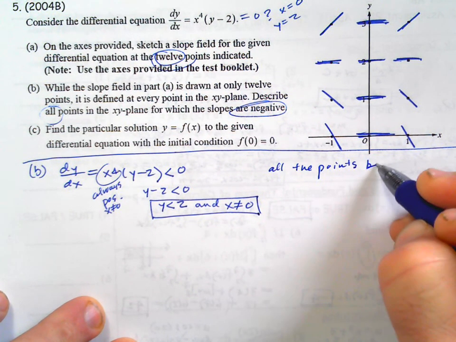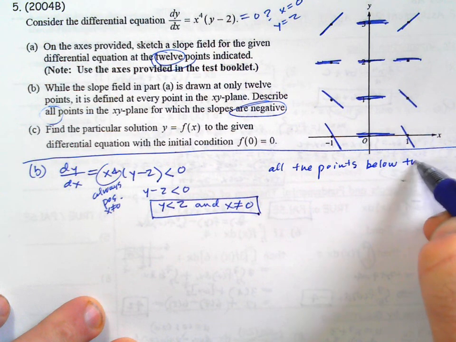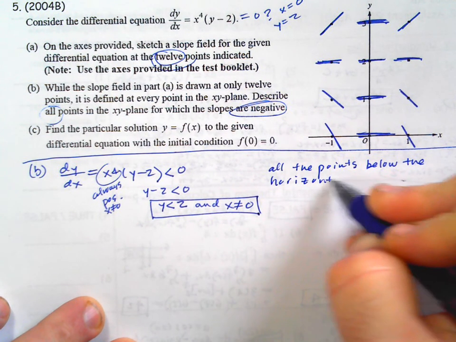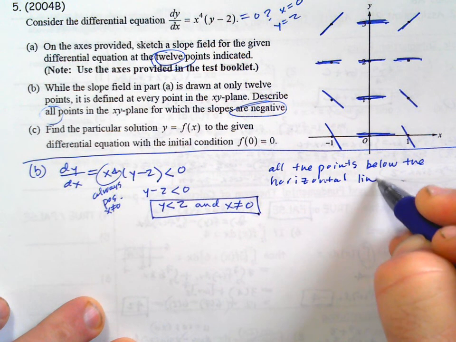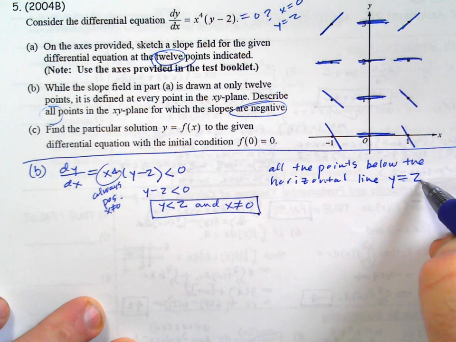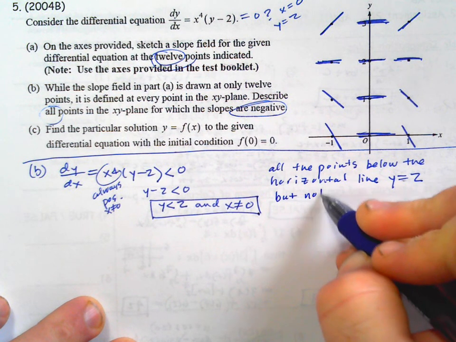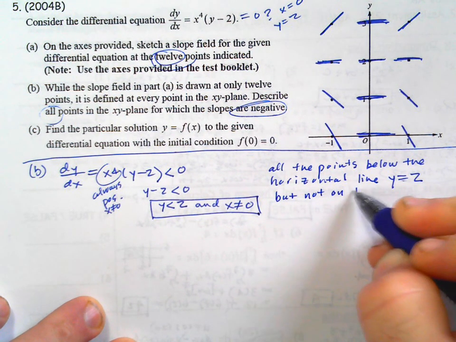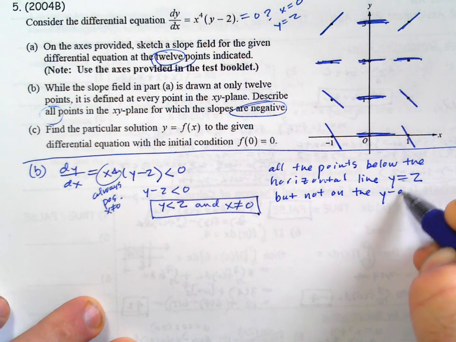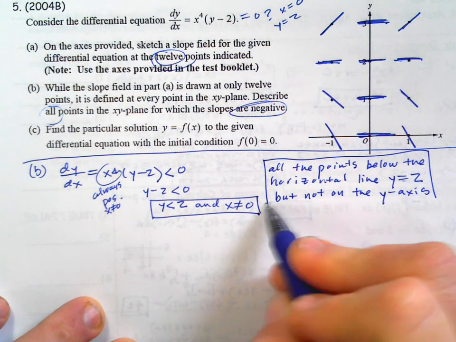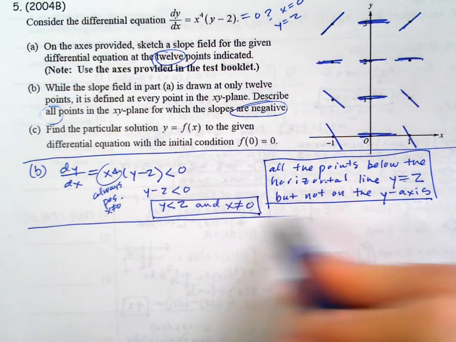below the horizontal line y equals 2, but not on the y axis. That's describing the same thing, but in a little more descriptive way, thinking of a graph.